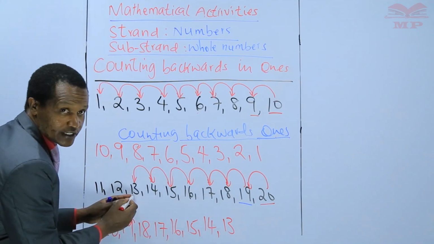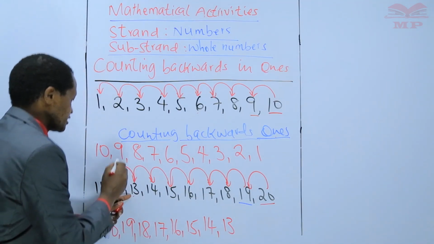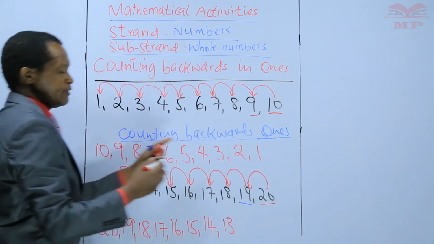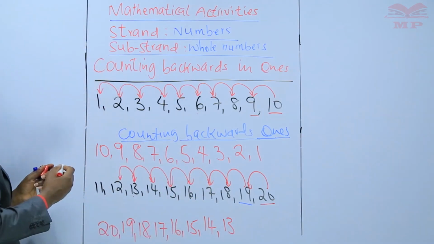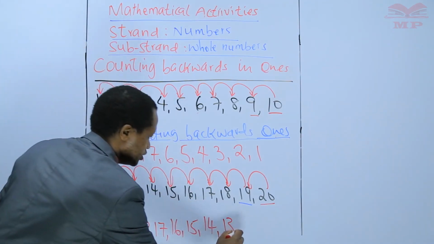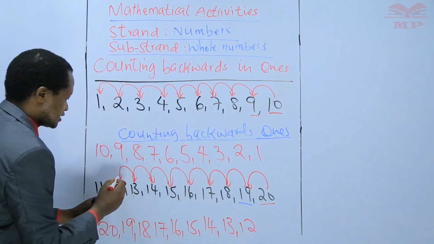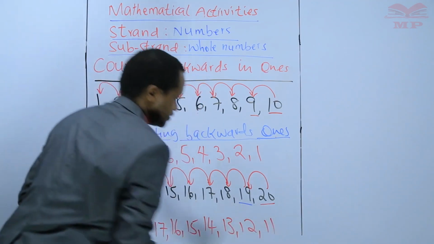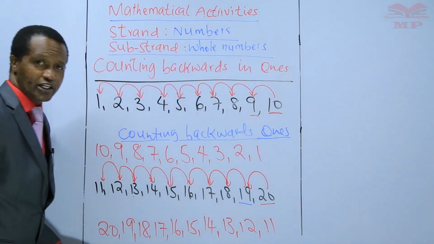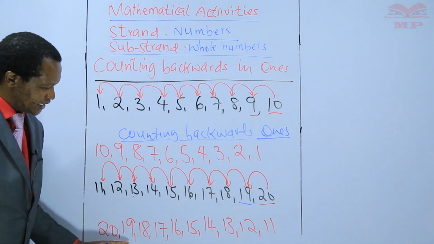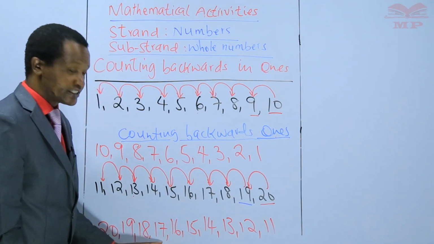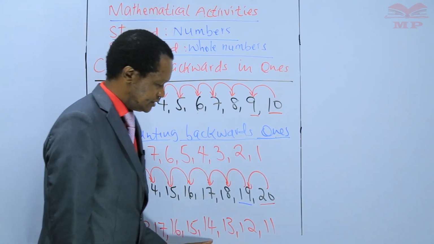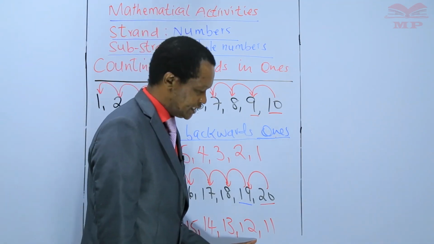All right, 13, then move back one step. We are moving backwards, learners. We are now at 12. From 12, move another step back. So the last figure here is 11. So counting backwards from 20 to 11, we have 20, 19, 18, 17, 16, 15, 14, 13, 12, and 11.